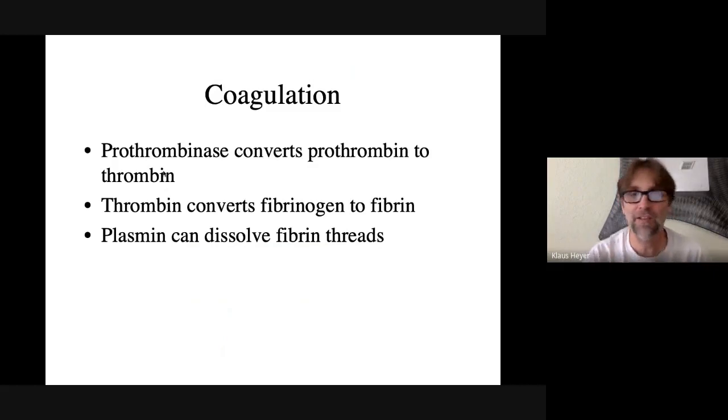So prothrombinase is an enzyme. We know it's an enzyme because it ends with ASE. And it's going to convert prothrombin to thrombin. Thrombin's going to turn around and activate the fibrinogen that's in your plasma protein. That's one of your plasma proteins. So you've got two conversions, right? The first bullet point is a conversion. The second bullet point is another conversion.